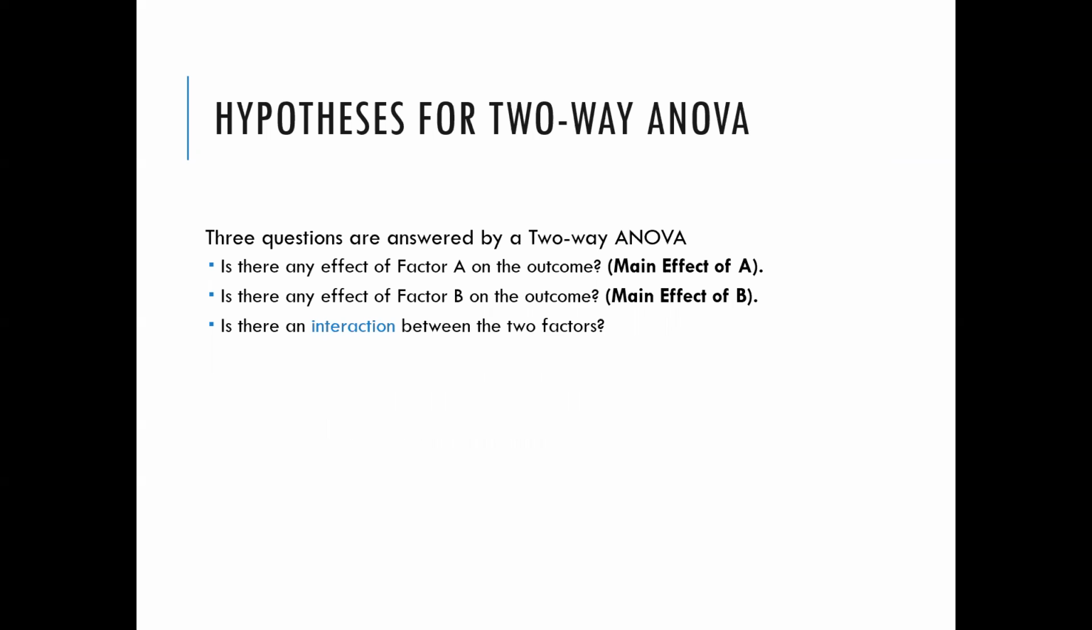So we have several hypotheses actually for a two-way ANOVA. We're really asking three questions when we conduct a two-way ANOVA. The first is, is there any effect of factor A on the outcome? And we refer to that as the main effect of A. The second question is, is there any effect of factor B on the outcome? And we refer to that as the main effect of B. And then finally, we're asking, is there an interaction between the two factors?